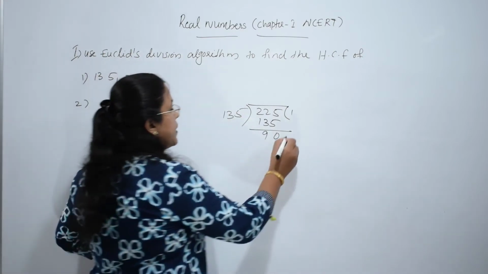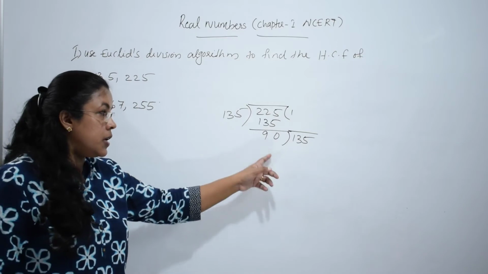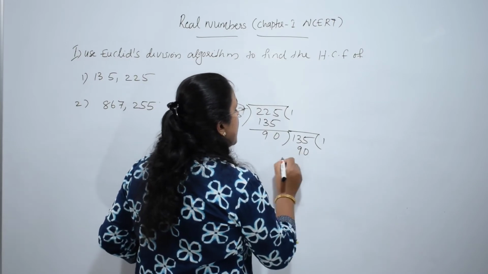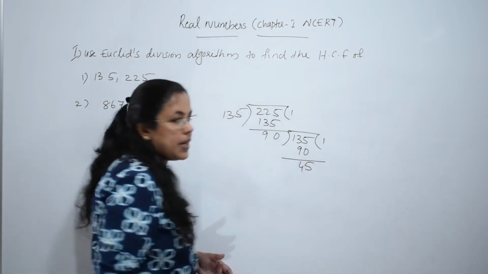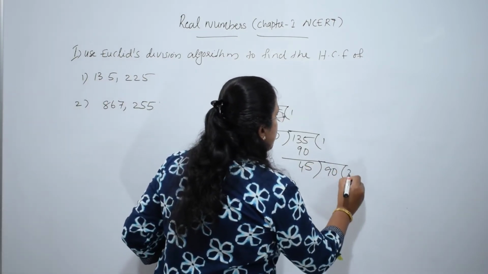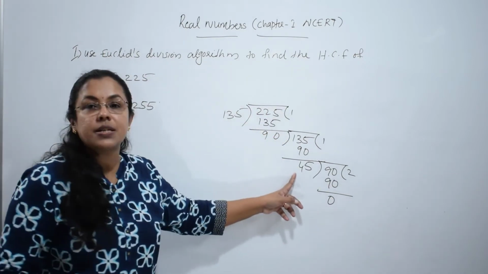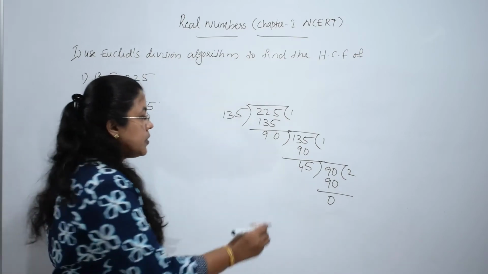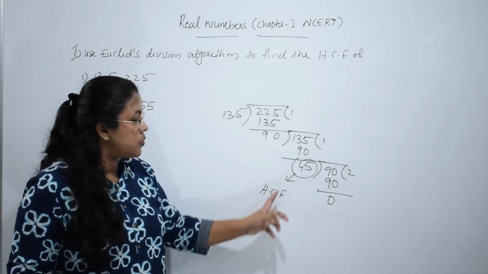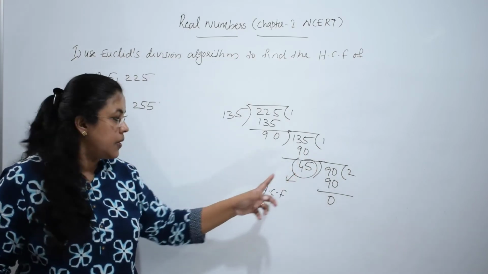Now write 135 here. How many times 90 comes in 135? 90 1 is 90, 90 2s are 180. Only one time. So write 1 here and 90 here. Subtracting the 2, we get 45. Now 90 is the dividend. Write 90 here. 45 2s are 90. Remainder is 0. Then the last divisor gives the HCF. So the HCF of 135 and 225 is 45. If the remainder is 0, then the last divisor gives the HCF.